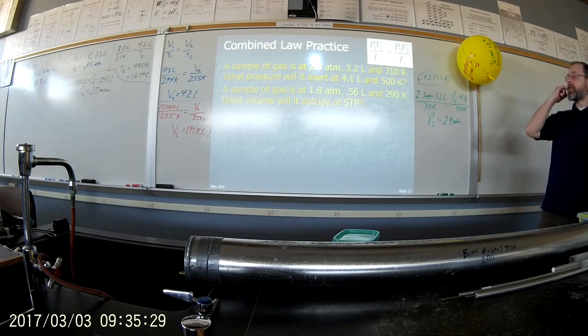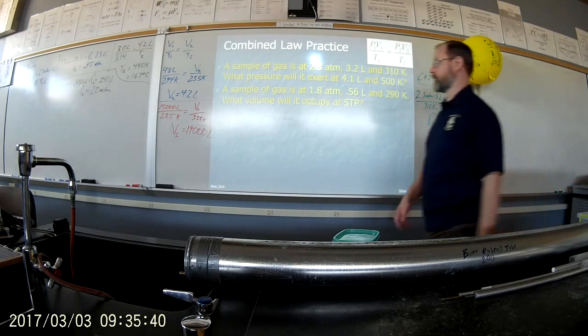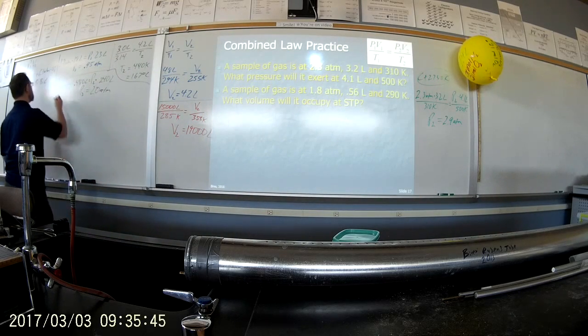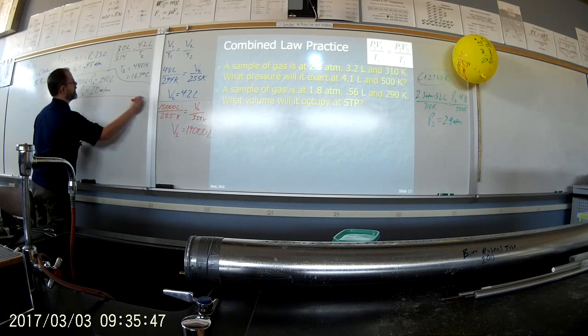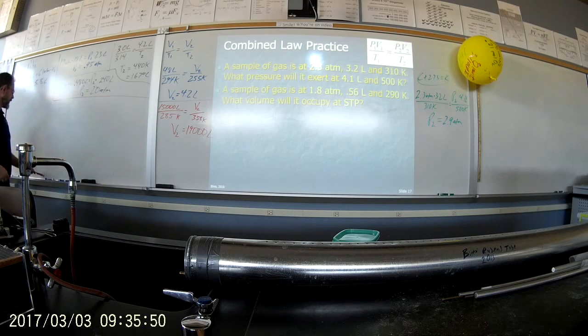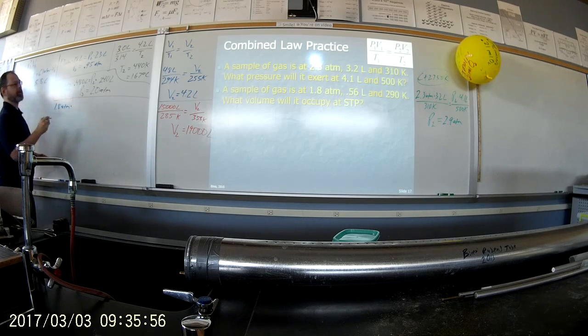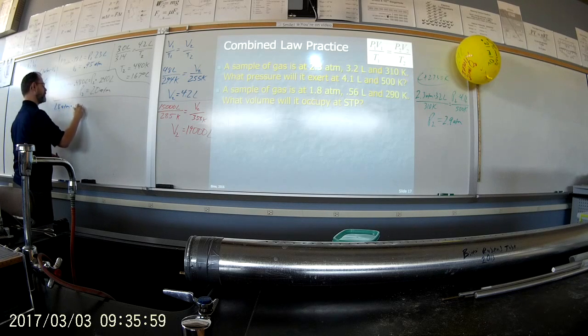A sample of gas is at 1.8 atmospheres, 0.56 liters, and 290 Kelvin. What volume will it occupy at STP? Standard temperature and pressure? You mean I have to memorize it? I'm afraid so. So P1 is going to be your 1.8 atmospheres. V1 is going to be your 0.56 liters. And your T1 is going to be 290 Kelvin.